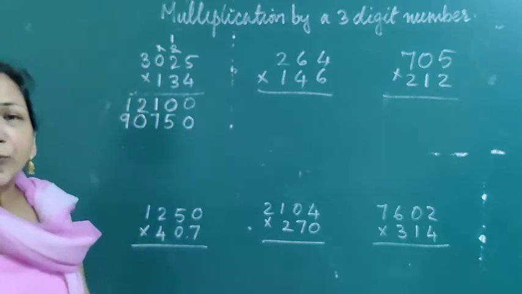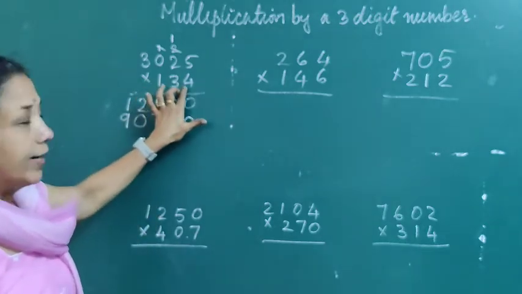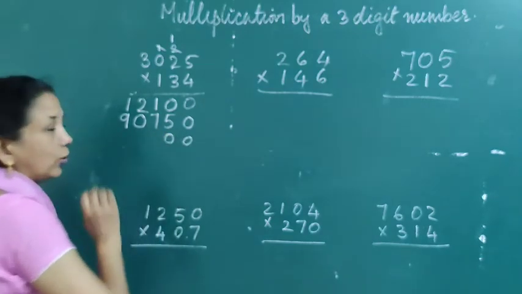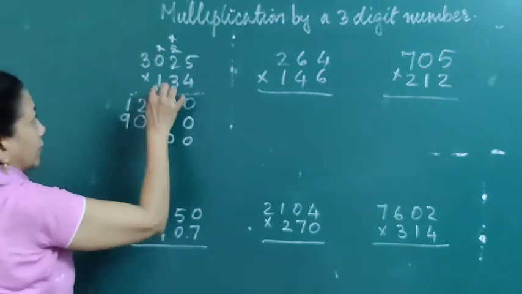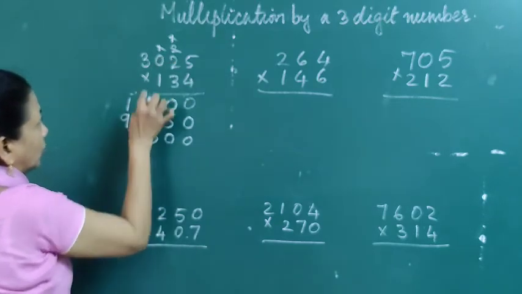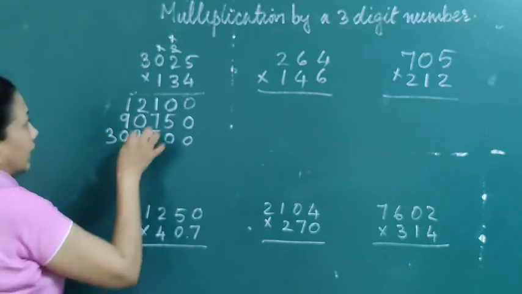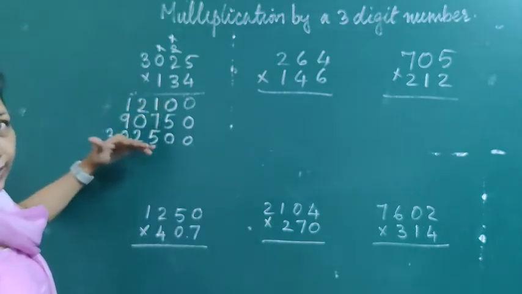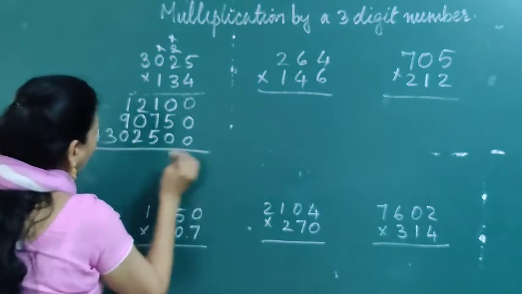Now 1. 1 is in which place? Hundreds place. So in the tens and ones places you have to put 0. Ones place 0, tens place also 0. Then you multiply with the hundreds place. Cut this. 1 fives are 5. 1 twos are 2. 1 zeros are 0. 1 threes are 3. Now you are getting here 1 2 3. There are 3 digits, so you are getting 3 layers, 3 rows, 3 steps. So these 3 rows you have to add.